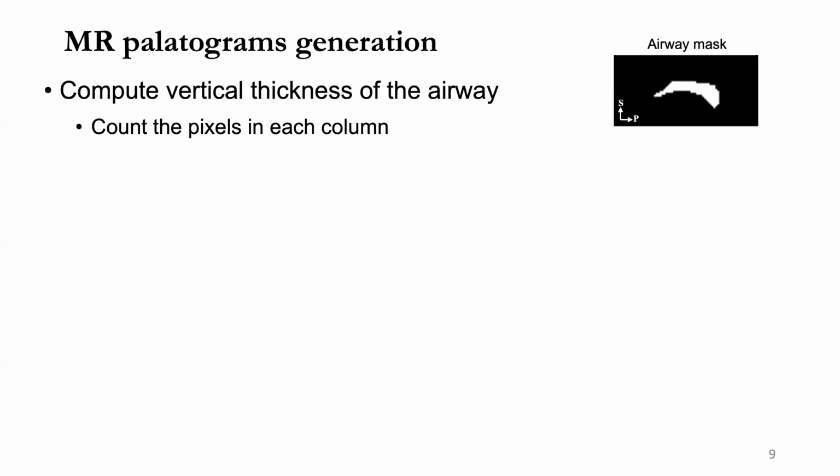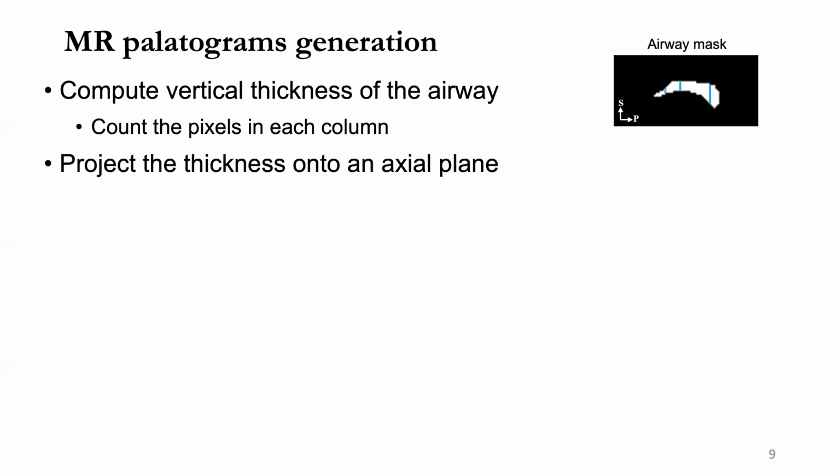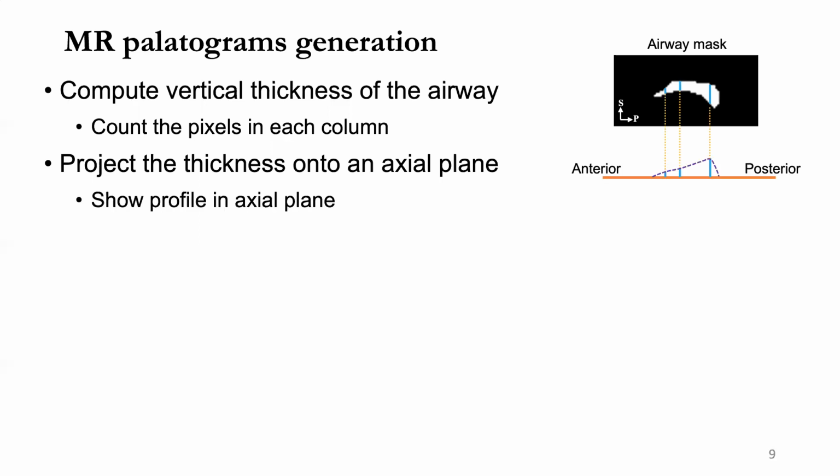After producing the airway segmentation masks, we can compute the vertical thickness of the airway by counting the pixels in each column. For example, this figure is an airway mask, and the blue lines show the vertical height of the airway. In one sagittal slice, we project the thickness value onto an axial plane, and the mask in this sagittal slice shows a profile in the axial plane.